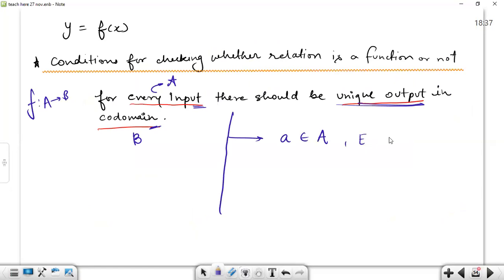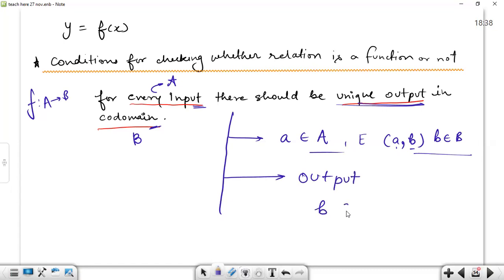There exists an ordered pair where A is the input and B is the output, B belonging to the set B. So for every input, there has to be an output which should be unique. And the output, which is B, must belong to the codomain.